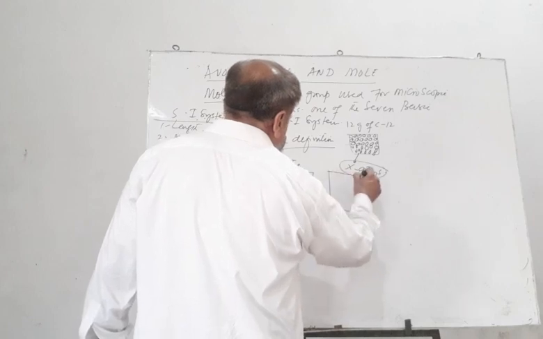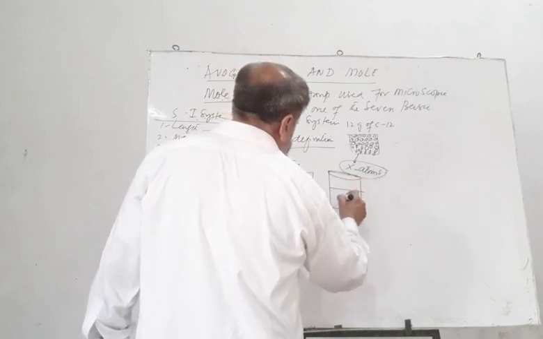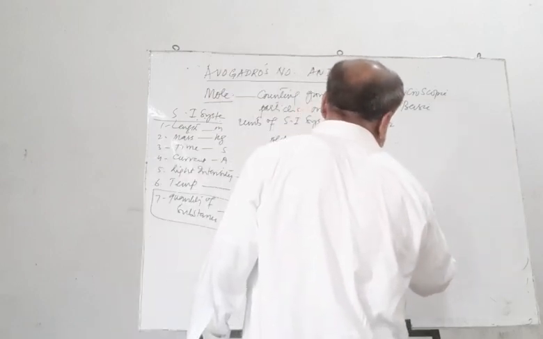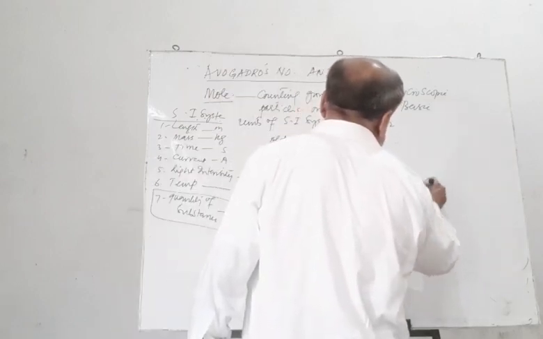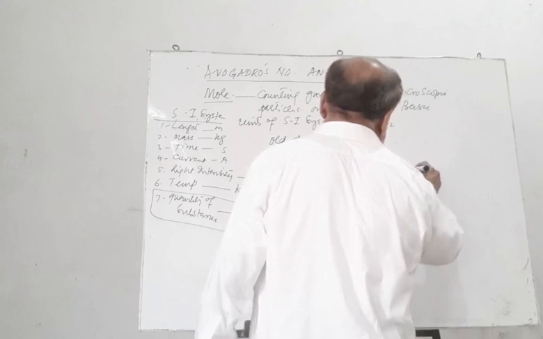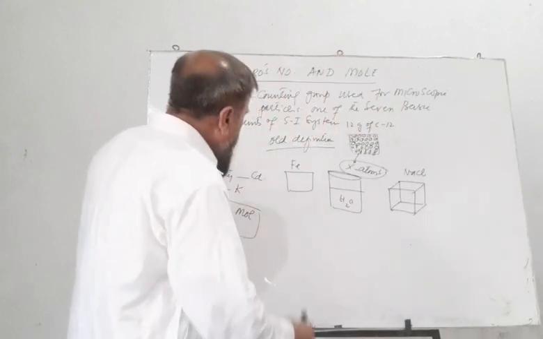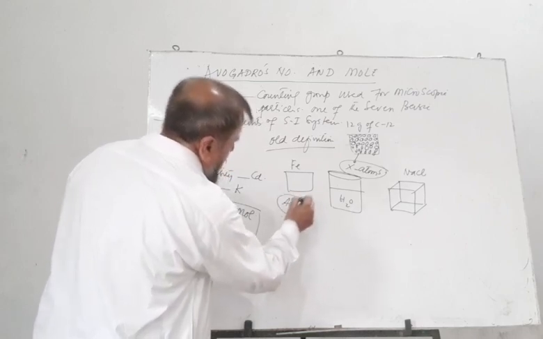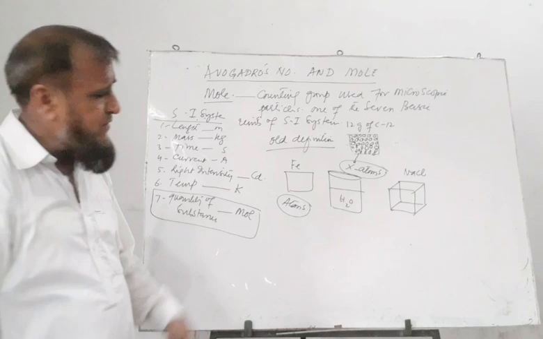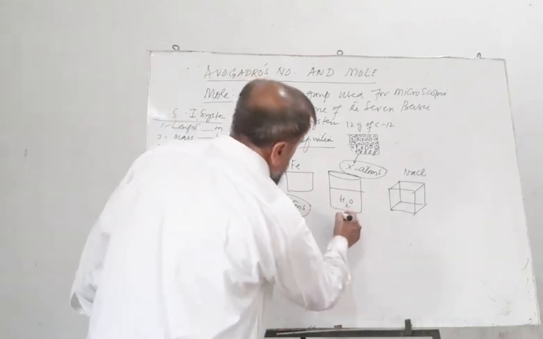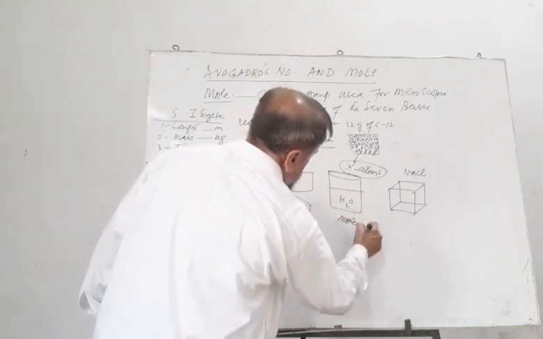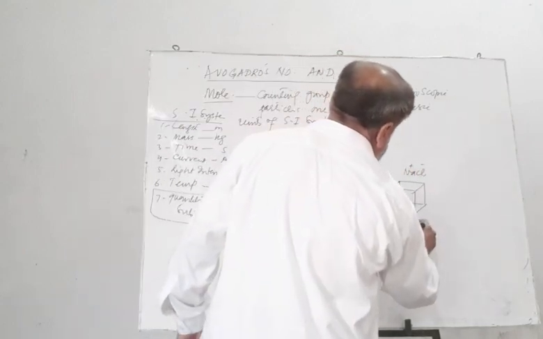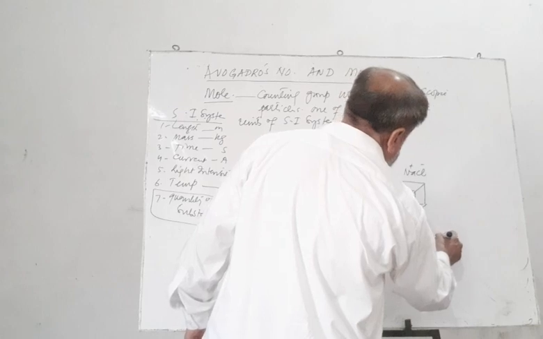Now if we have other substances, like a piece of iron, water present in a beaker, a crystal of sodium chloride, NaCl crystal. The elementary particles of iron are atoms. Iron is composed of atoms. The elementary particles of water are molecules, and the elementary particles of sodium chloride are formula units.